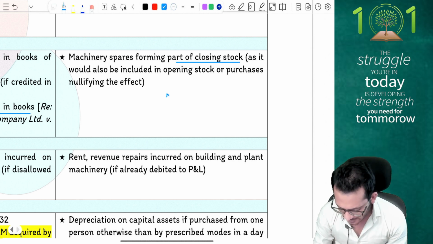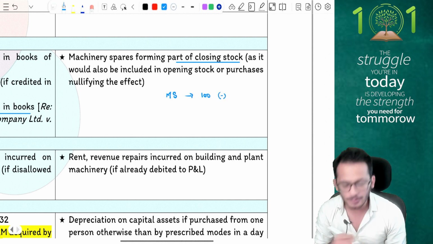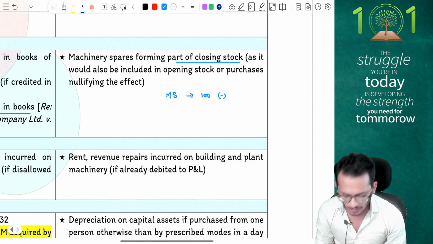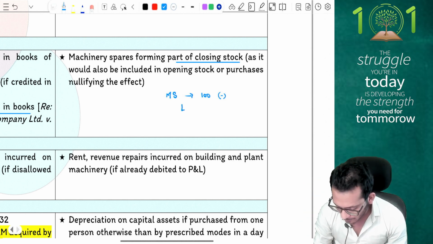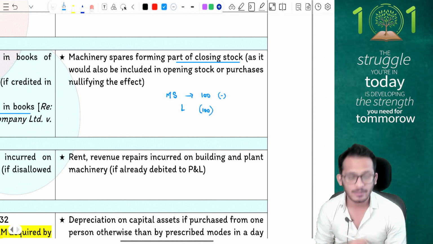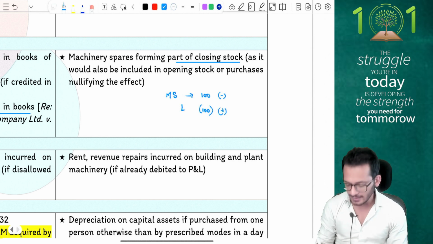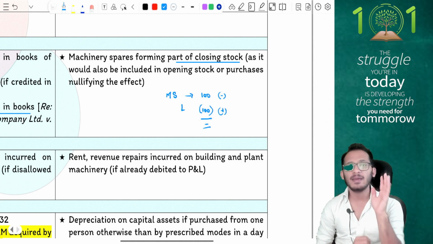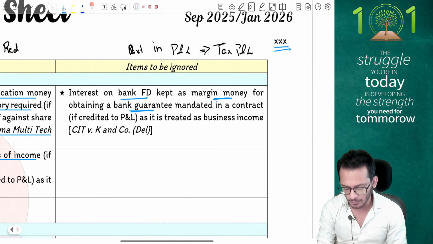If the question comes and says the machinery spares of ₹100 is showing in closing stock, you ideally will come and say this should be reduced because it is forming part of my closing stock. But what you're missing is the fact that because this machinery spares is showing as part of the closing stock, it would also be part of my purchases. Because it is also going to be part of my purchases, I need to add it back there also. In simple words, the net effect has become 0. And therefore, if you notice, people, I've put it in items to be ignored because it is already there in the P&L on both the sides.